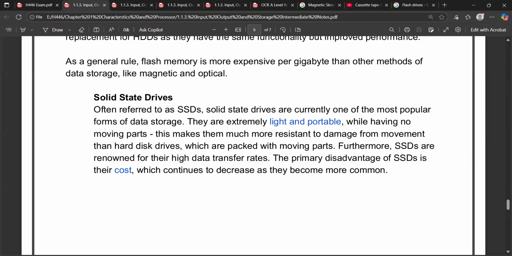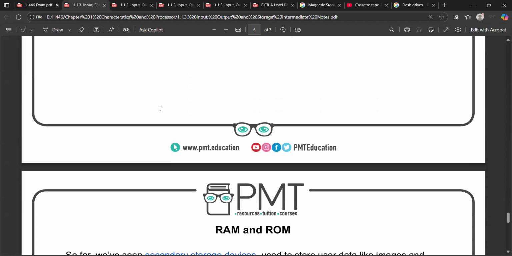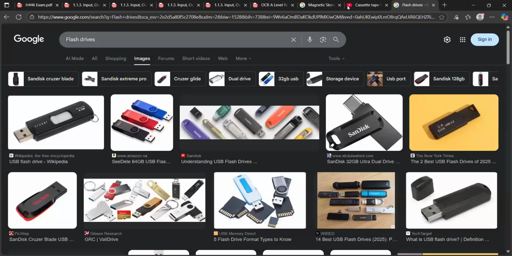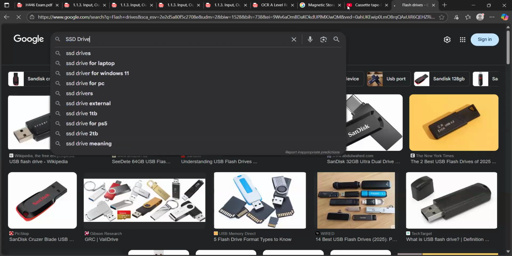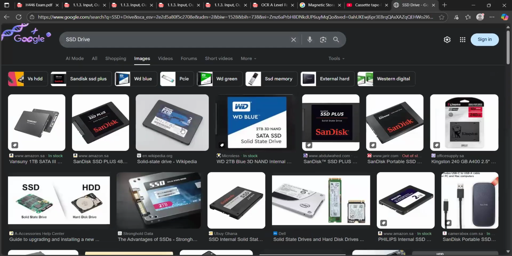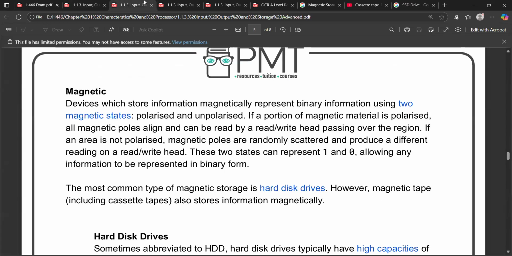So SSDs are more portable, more light, and more resistant to damage than hard disks because the hard disk drive has a moving part, but SSDs are faster. They have a faster rate. Now in laptops we have these SSD drives, so that's how they actually work faster.